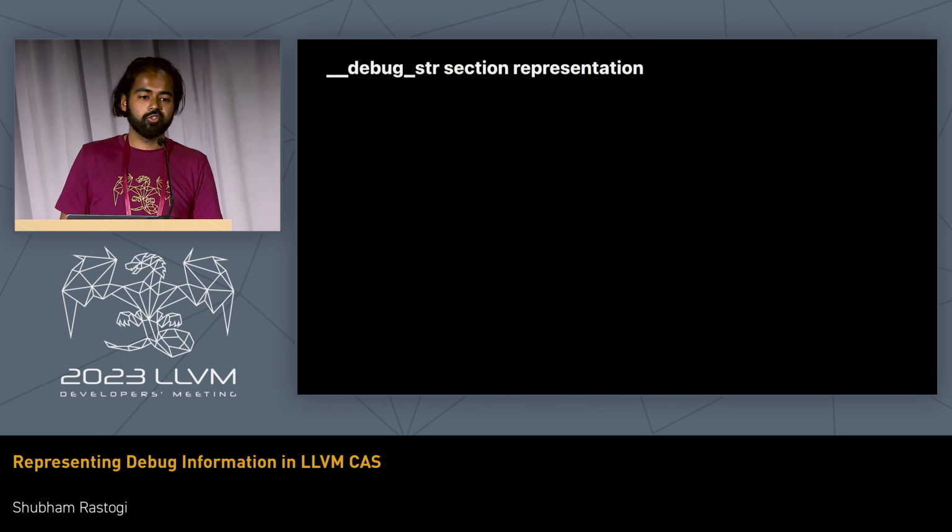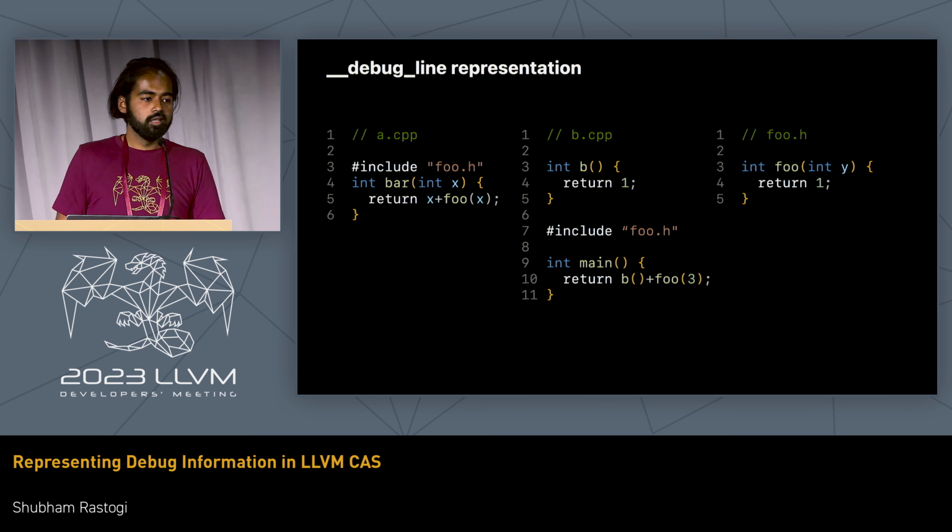Let's look at the debug line section next. Once again, to understand the debug line section, let's look at a simple example. Here we have two CPP files, a.cpp and b.cpp, and they both include a header file, foo.h.